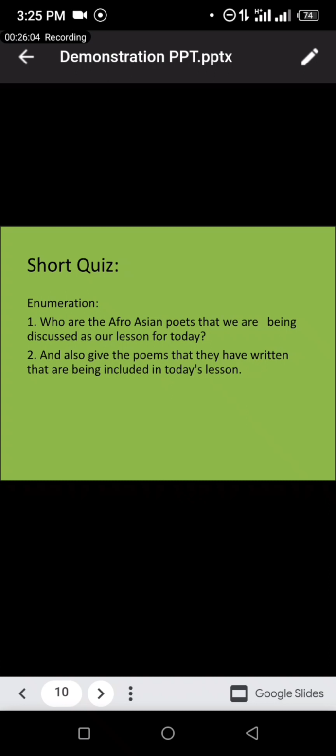Number 2 in our short quiz: give the poems that were included in this lesson, right? I think there are only two. Your score will be multiplied by 2, so you will be given 10 points, and it will be added to your quiz today.